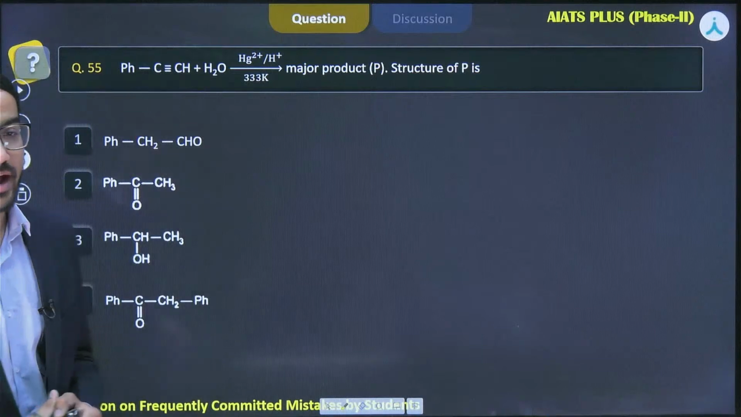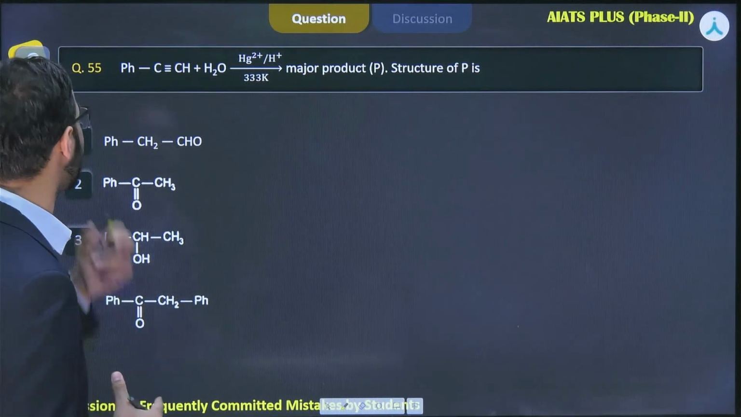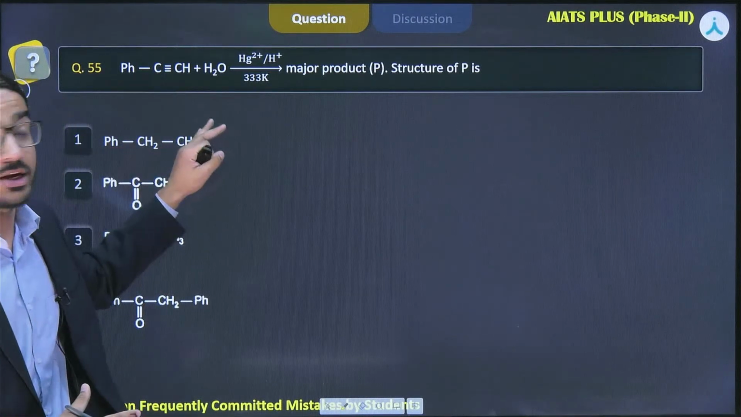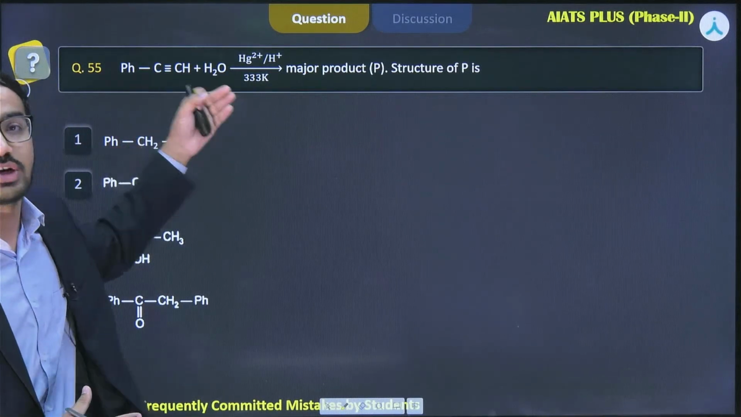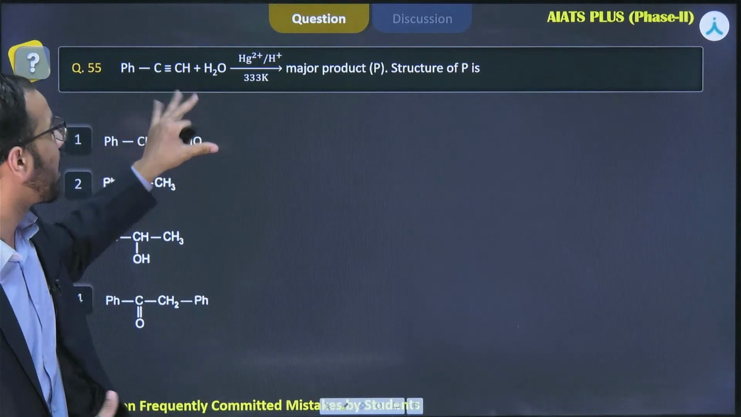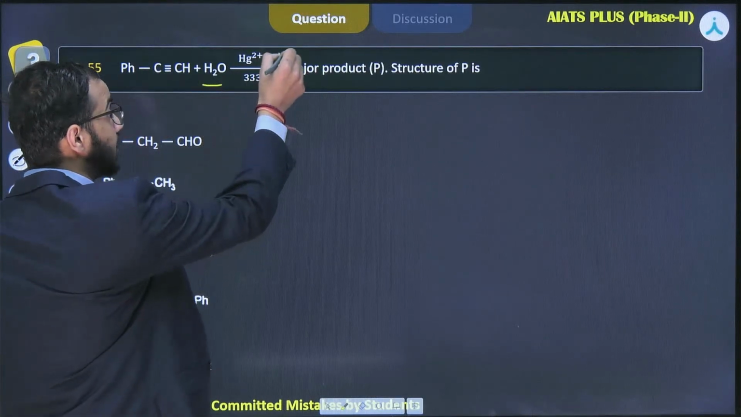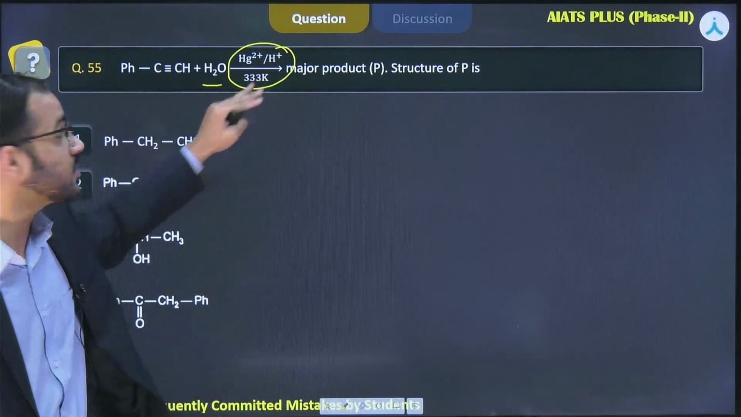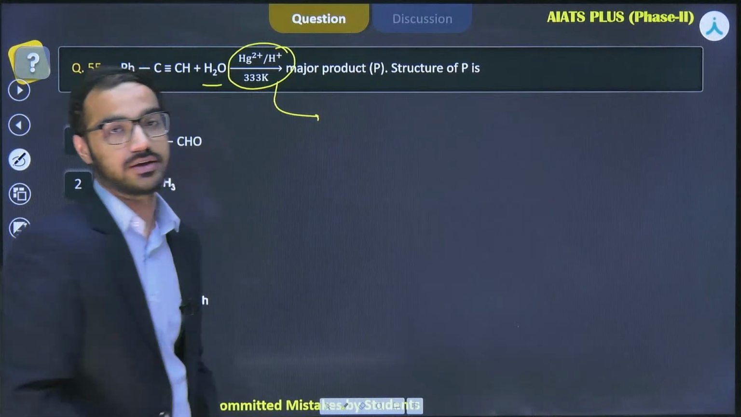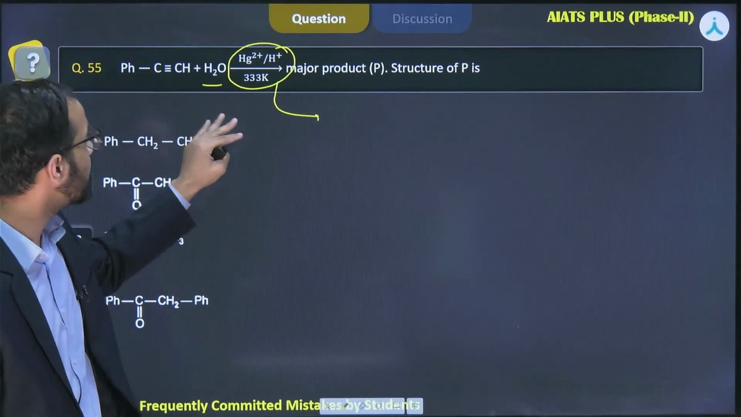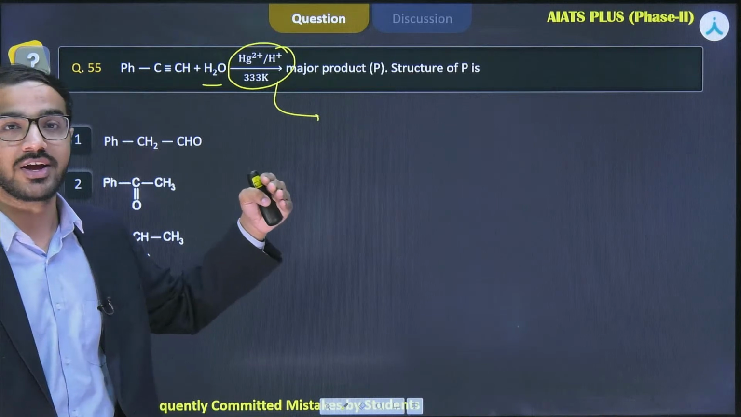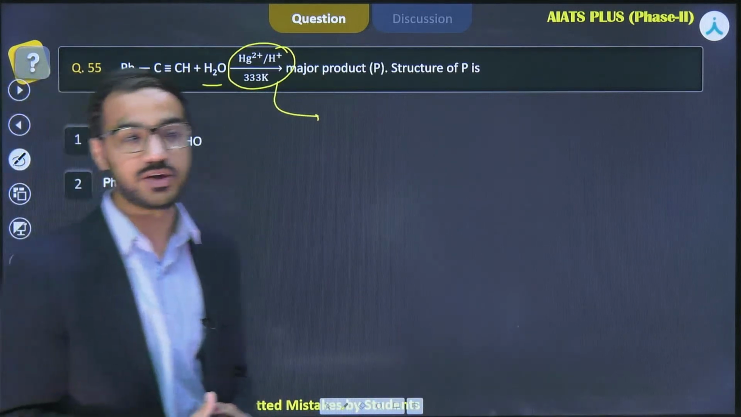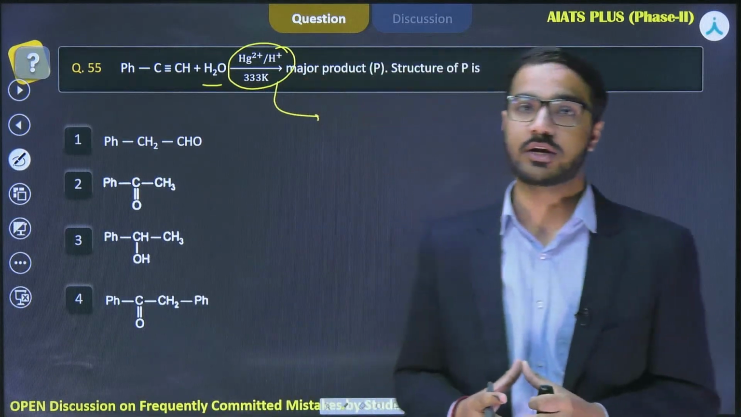Okay, we have question number 55. In this question you will be having an alkyne and you are doing the hydration of it, in the presence of a catalyst. The catalyst here is mercuric sulfate. So let us try to discuss the mechanism first, so that you can solve that question very easily.